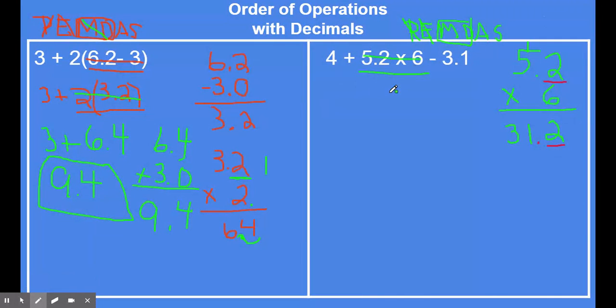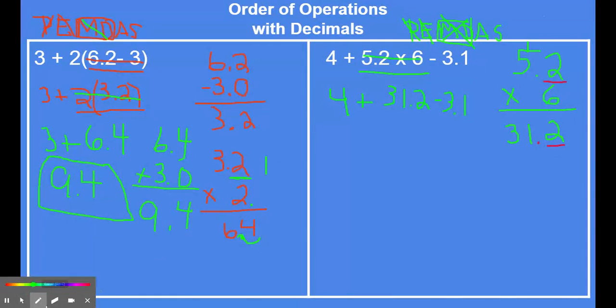So now let's go back over here. I know I'm going to replace this with 31.2. So now the next step I'm going to do is rewrite my problem. 4 plus 31.2 minus 3.1. All right, so the next thing I need to do is go back up here. Is there any more multiplication or division? No. Is there any addition or subtraction? Yes, and I go in order from left to right.